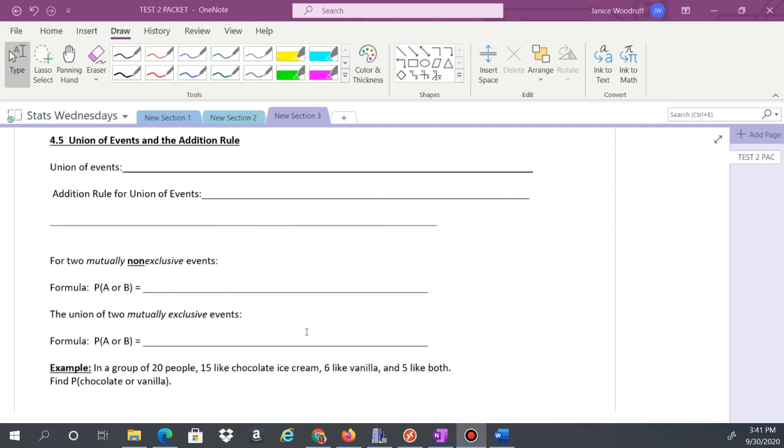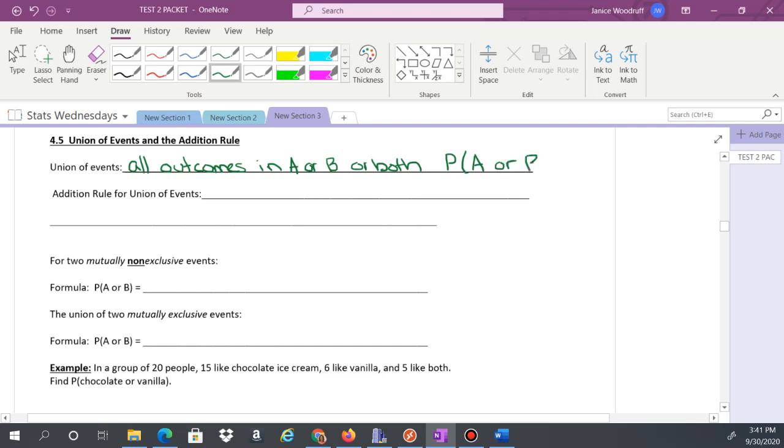Okay, so we have union of events and the multiplication rule. So union of events are all outcomes that are either in A or B or in both. Okay, so all the possible outcomes, basically. Okay, so that's going to look like this, probability of A or B. So with and, we did multiplication, and we had the and for joint. Now for union, we're doing the addition rule, so now we're adding.